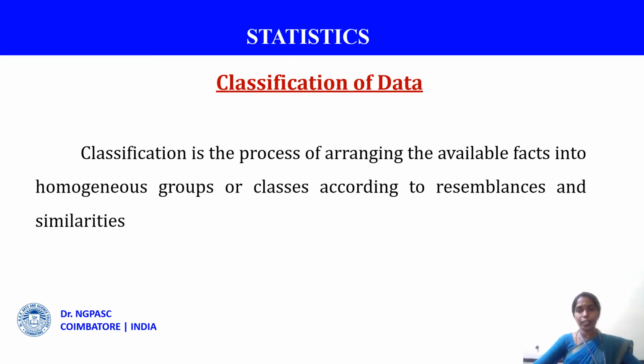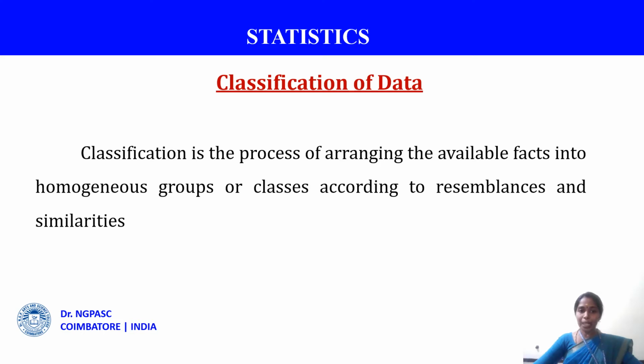So only then will it be convenient for us to put it in either tabulation form or diagrammatic form. Okay, so first, after collecting the information, you have to classify. Right. So now what is meant by classification? It is the process of arranging the available facts into homogeneous groups or classes according to resemblances and similarities.